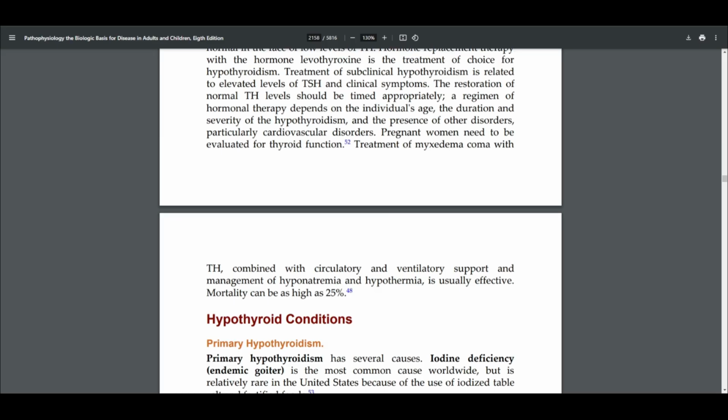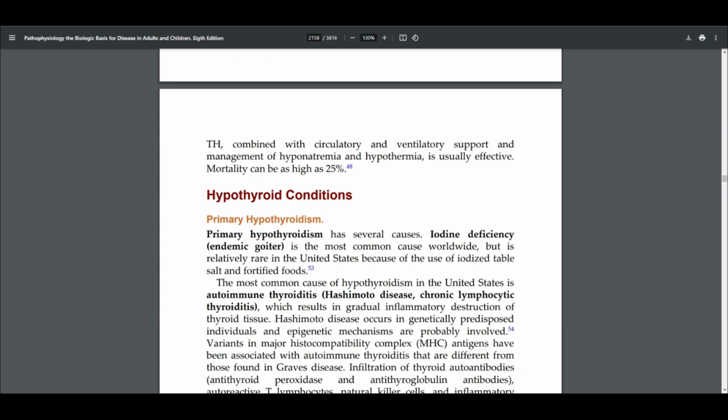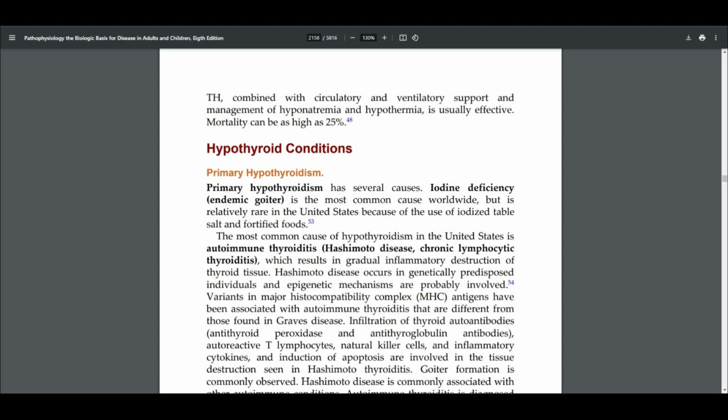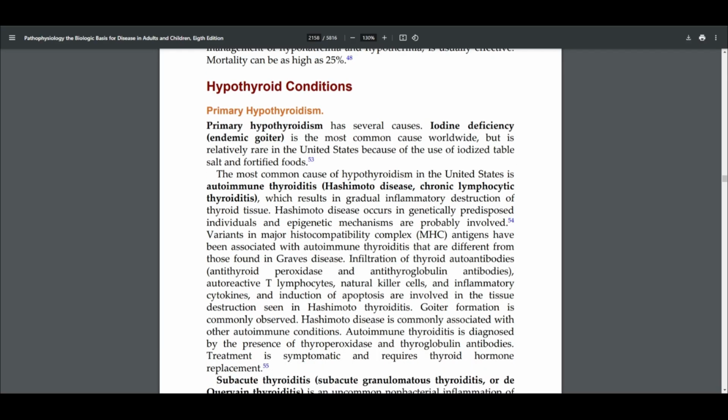Treatment of myxedema coma with thyroid hormone combined with circulatory and ventilatory support and management of hyponatremia and hypothermia is usually effective. Mortality can be as high as 25% though, however.